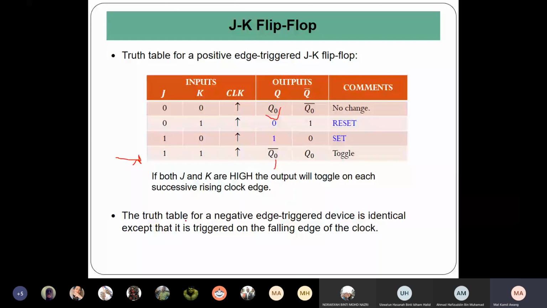So the truth table for a negative edge triggered device is identical except that it is triggered on the falling edge of the clock. So it's only triggered at the falling edge of the clock. So basically just change this part. Change this part. Right? The rest are the same.